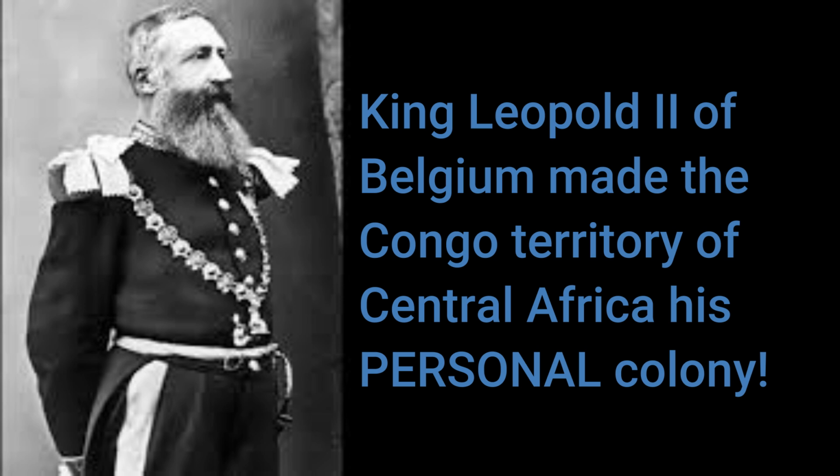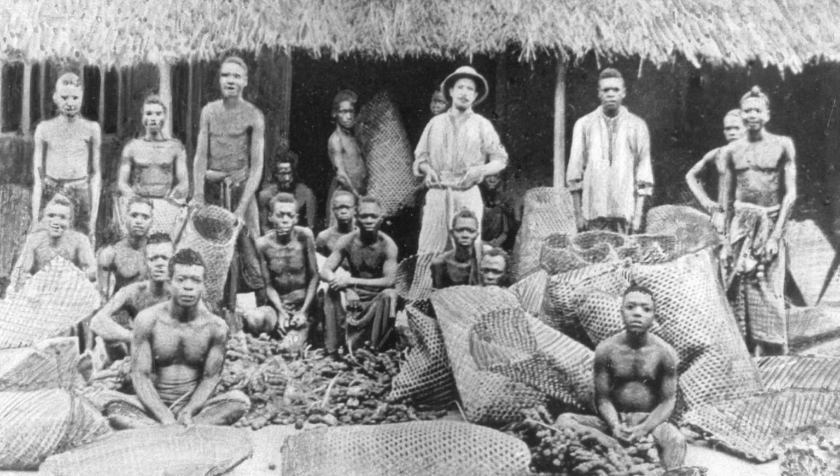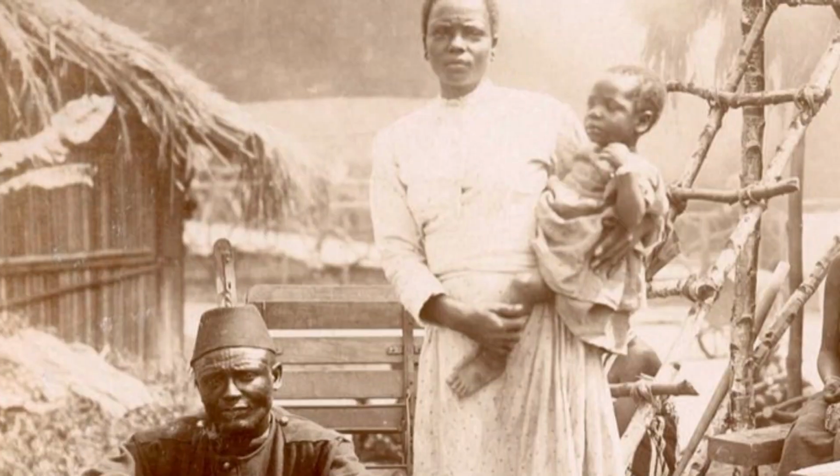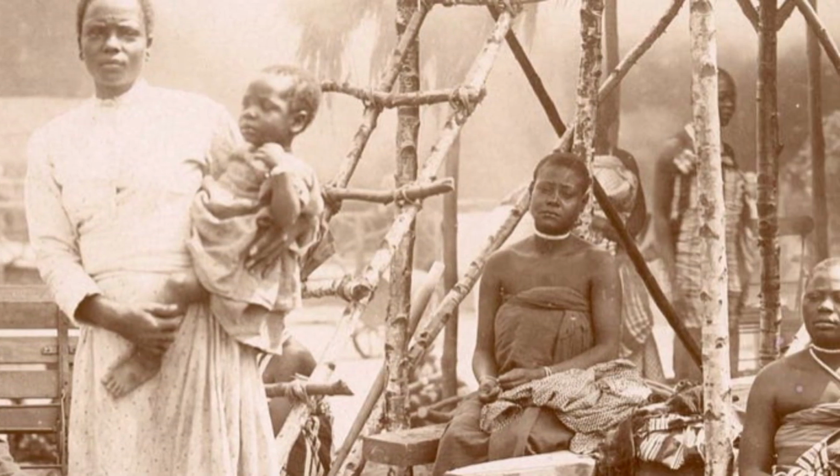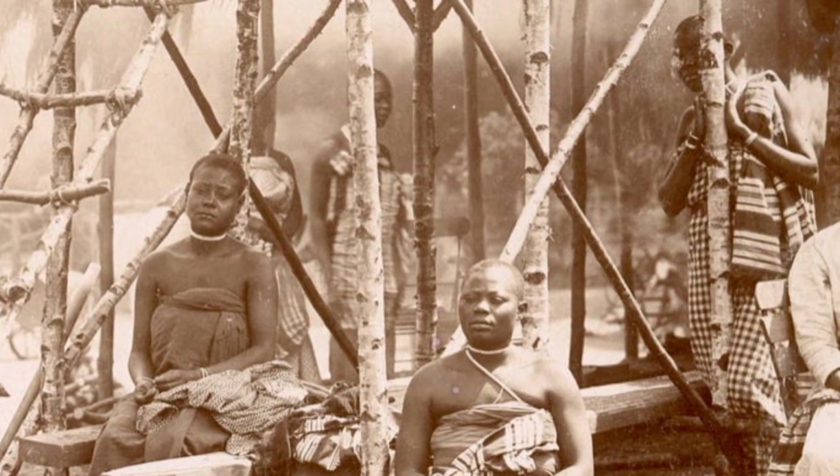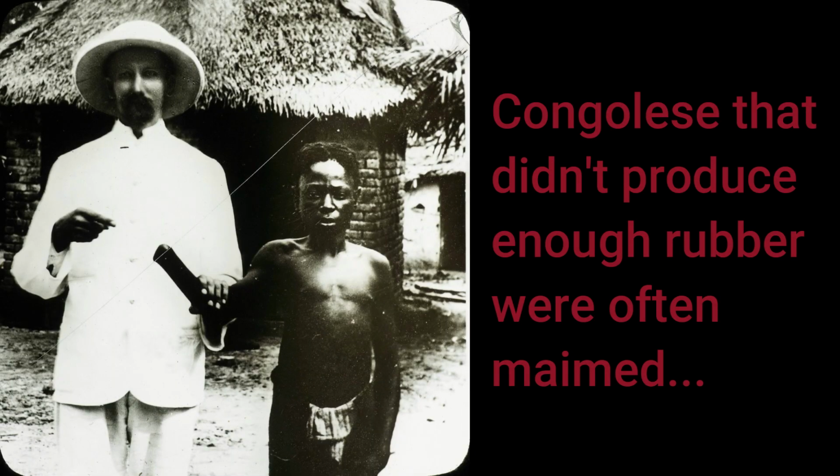One of the most infamous examples of this colonization was the Belgian Congo, where King Leopold II of Belgium turned the Congo into his personal colony. Under his rule, the native population was brutally exploited, especially in the production of rubber. It's estimated that millions of Congolese died from forced labor, starvation, and disease under Belgian rule.